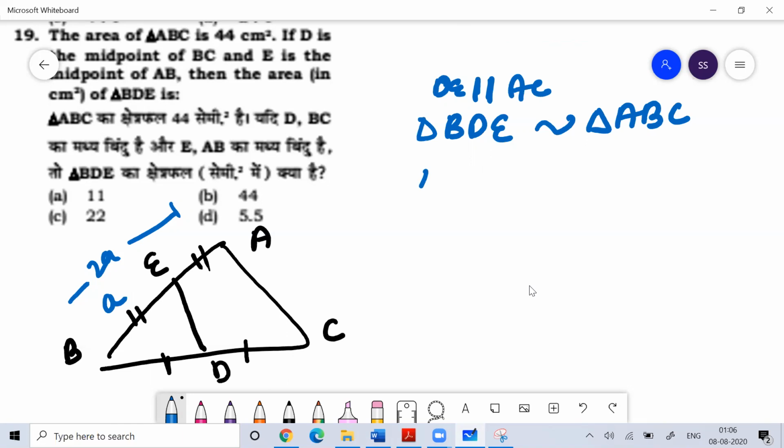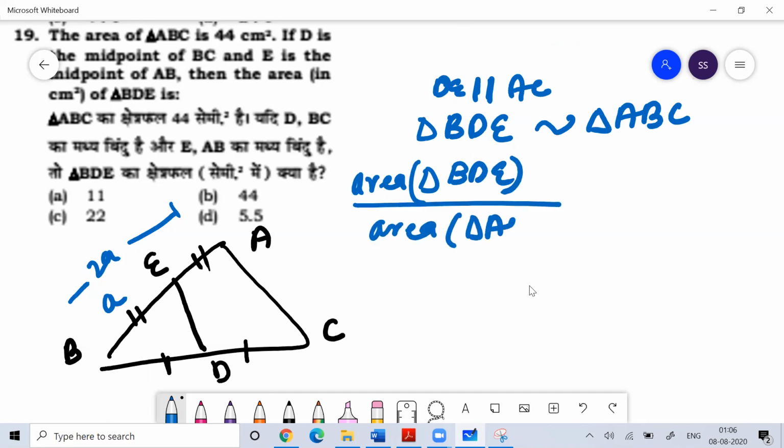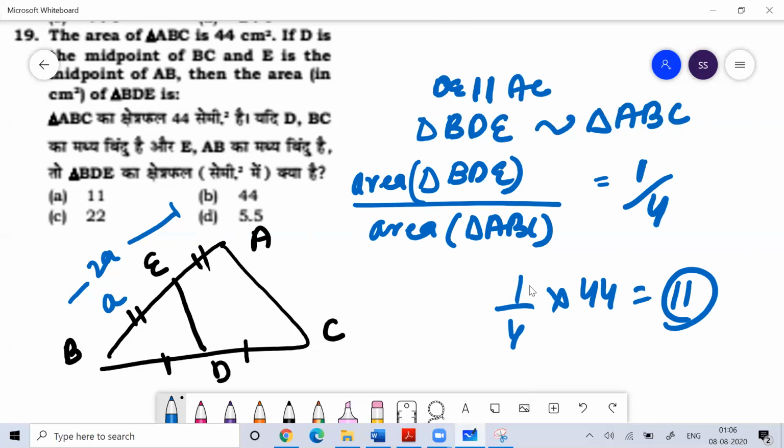So you can say the area of the triangle BDE divided by the area of the triangle ABC, that ratio will be 1:4, because if the ratio of the side is 1:2, the ratio of the area will be 1:4. So area of triangle ABC is 44. So the area of triangle BDE will be 1 by 4 of 44. That would be equal to 11 centimeters square. That would be option A.